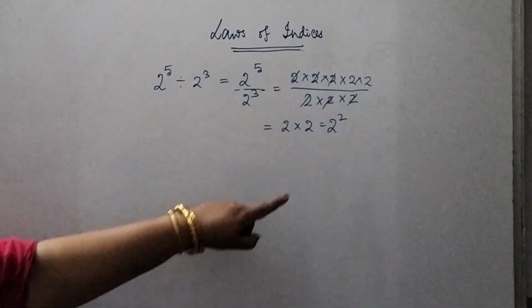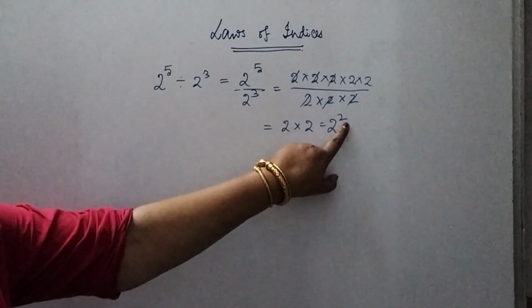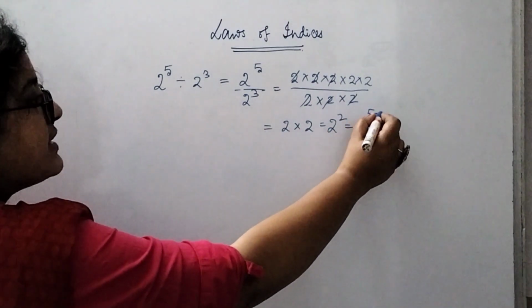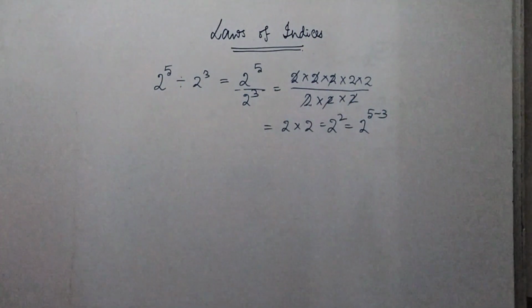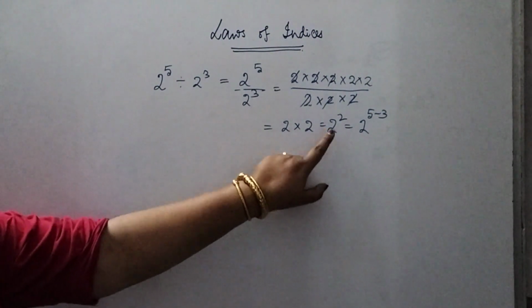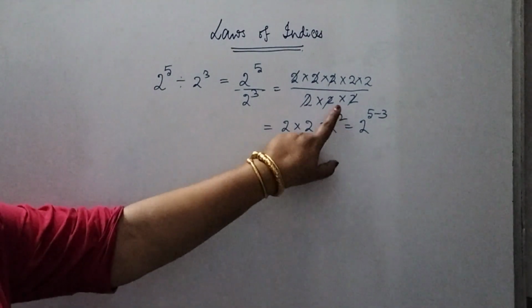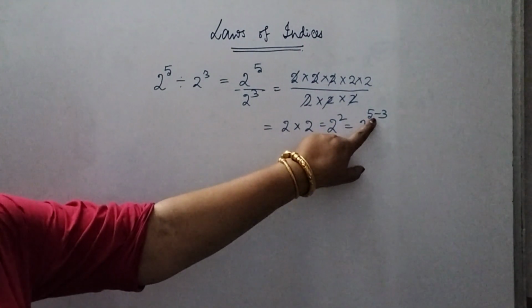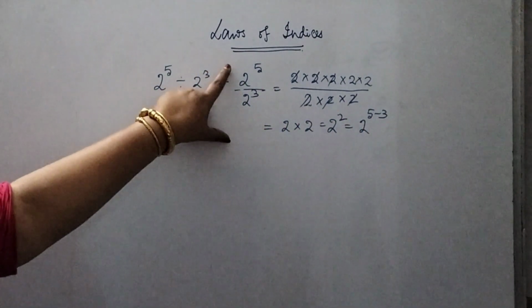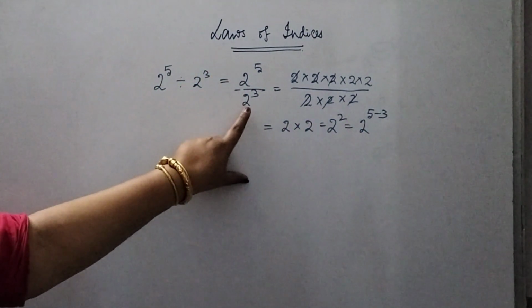Now how can this 2 square also be represented? It can also be represented as 2 to the power 5 minus 3. So here the calculations of indices are taking place. Here the result, the quotient, can be represented as the difference of the two powers, that is, the difference of the power of the dividend and the power of the divisor.